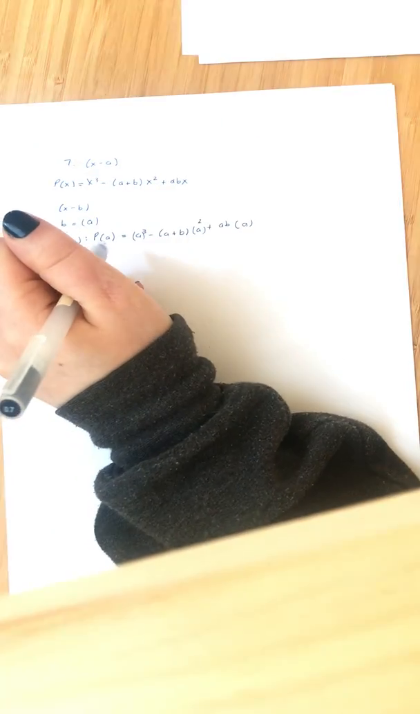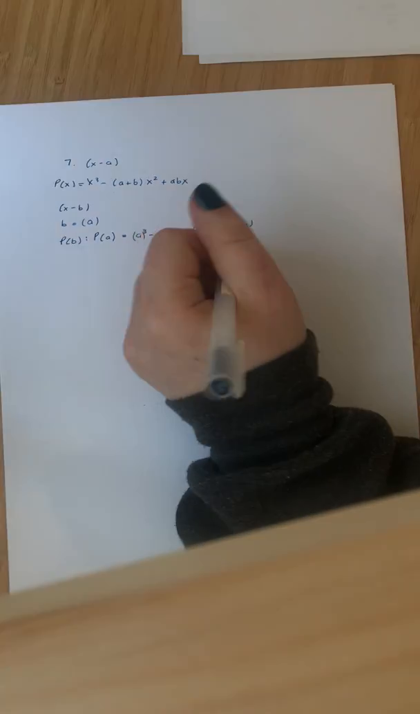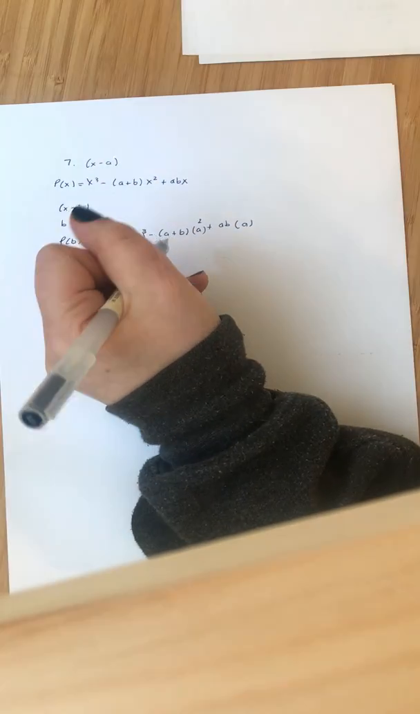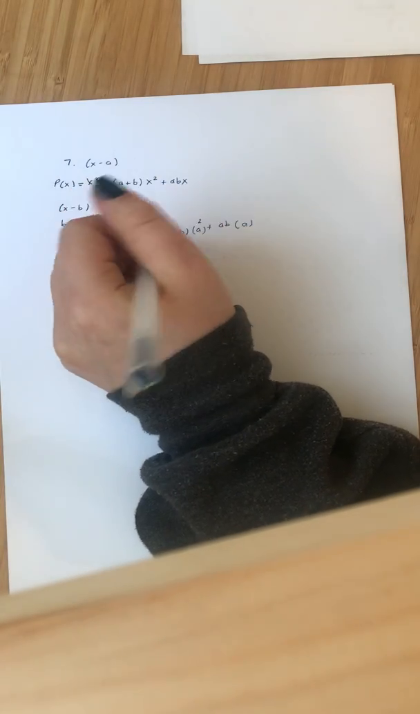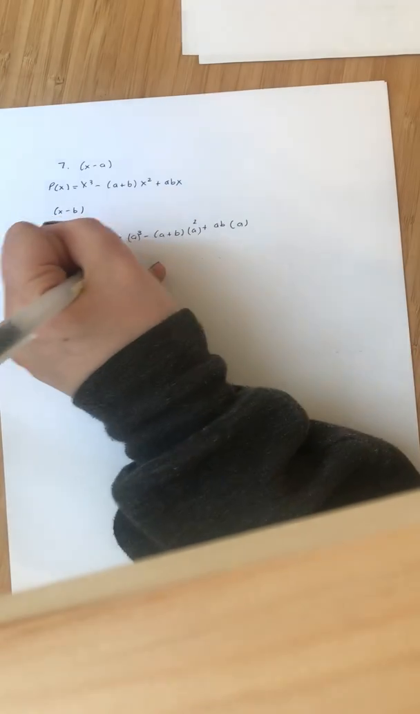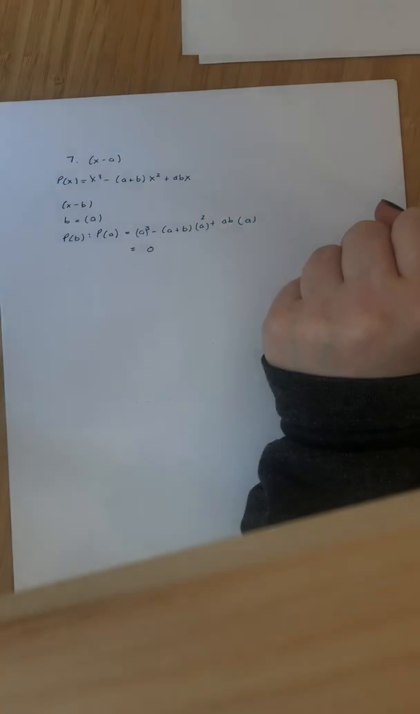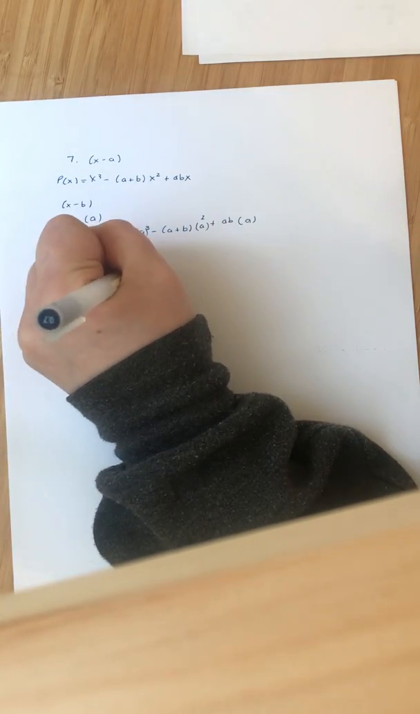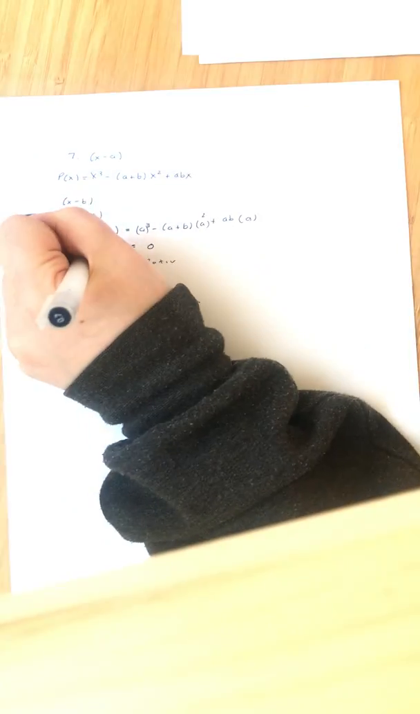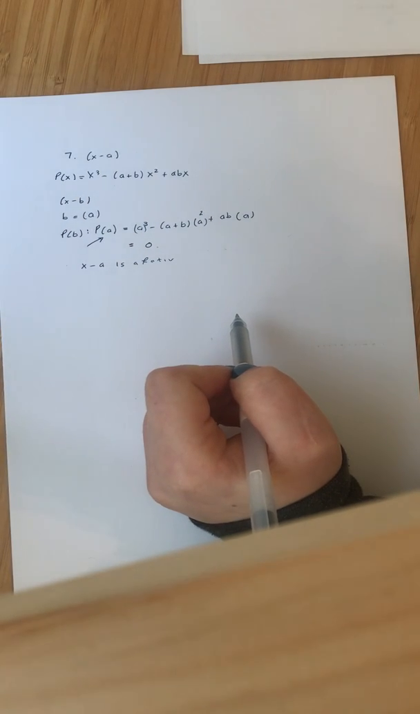So if I do this, I can see that it cancels out. It cancels out to 0. And that means that x minus a is a factor. So essentially to show it, you just have to sub in p of a and solve and show that you get a 0 and it cancels out.